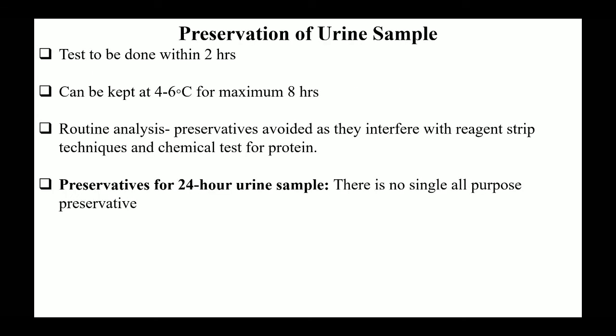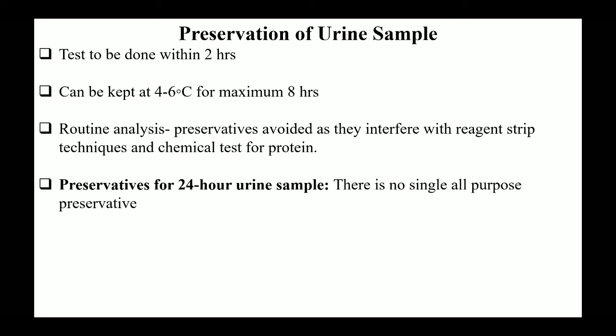Now what are the preservatives for urine? Suppose we have to store the urine sample, then should we use preservative or not? In case of a 24-hour sample, in this class we already know that maximum up to 8 hours we can store the urine sample, but if we have to store the 24-hour urine sample, then we must store the sample with some preservative, because a 24-hour sample means more than 8 hours. So in that case preservatives should be used. What kind of preservatives are used, we will discuss now.